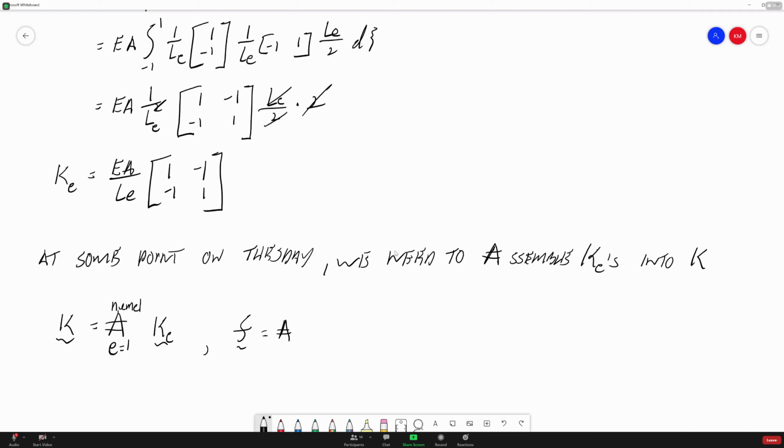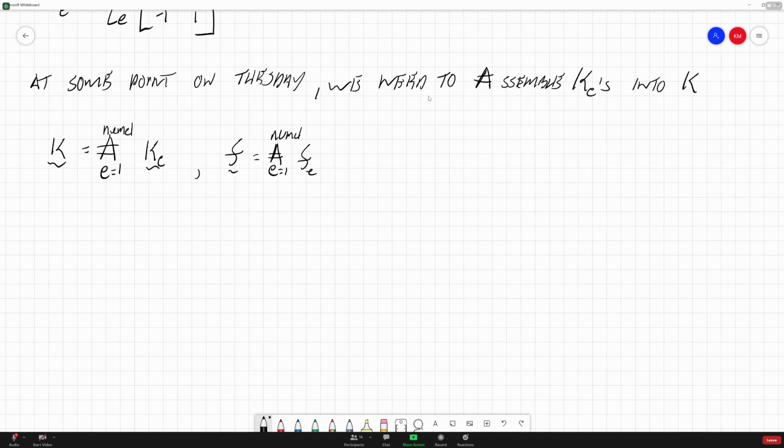A E equals 1, some L. So we have to assemble this K matrix and this F matrix at the global level for all of these elemental levels.